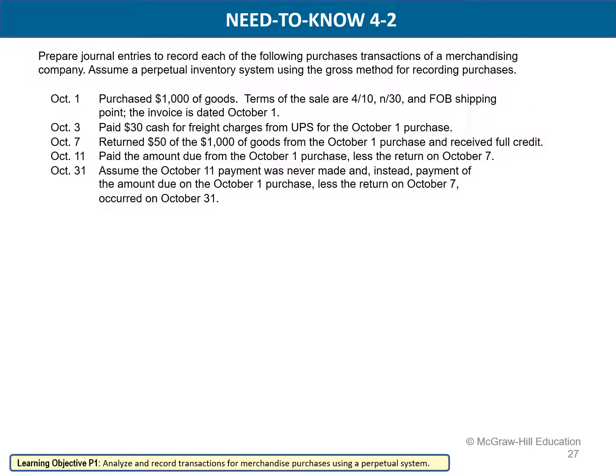All right, so let's do some journal entries. Prepare the journal entries to record each of the following transactions of a merchandising company. Assume perpetual inventory system using the gross method for recording purchases. So on October 1st, we purchased $1,000 of goods. Terms of the sale are 4% if you pay in 10 days, net if you pay in 30. And it's FOB shipping point, and the invoice is dated October 1st. So shipping point means that we're responsible for those charges, right?